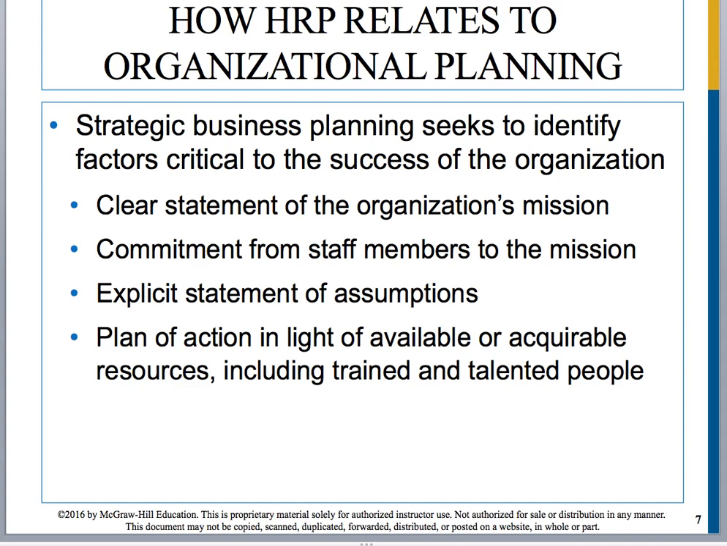Now, strategic business planning is always focused on identifying certain factors that are critical for the success of the organization. And there are some clear statements of your mission and a commitment of your team members to that mission. And there are explicit statements of assumptions. There are always going to be assumptions whenever you're planning, right?